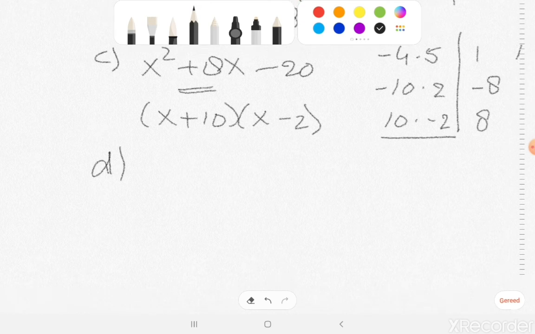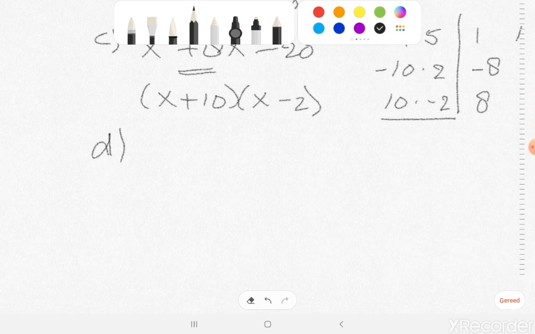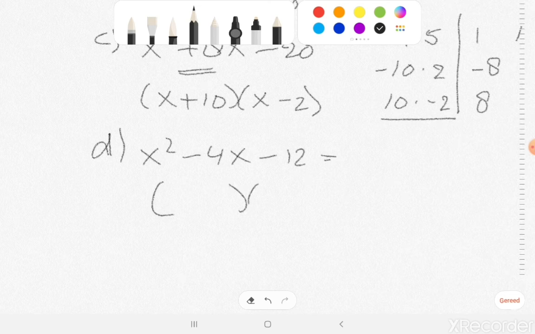The last one, exercise D, x squared minus 4x minus 12 is equal to, alright, what do we need to put inside the brackets? Multiplications of minus 12. The first multiplication I think about is minus 6 times 2, and minus 6 plus 2 is minus 4, and there you go, that's immediately the answer.